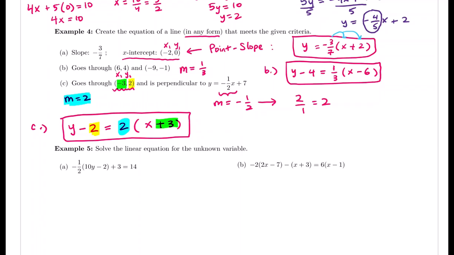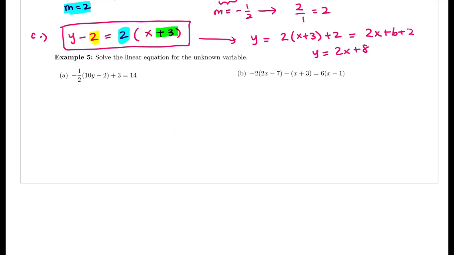And again, suppose I wanted to convert that into slope-intercept form. The way that you could do that is by isolating y. So if I add 2 to both sides, I would have 2 times x plus 3 plus 2, and I could distribute the 2 and then combine like terms. So I get y equals 2x plus 8. So that's an alternative if you wanted to present your answer in slope-intercept form.